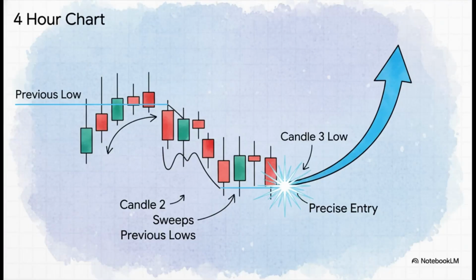Now let's drop down to a 4-hour chart. And what do you know? It's the same exact pattern. Price sweeps the lows, candle 3 puts in that higher low, and then we get our entry trigger. The result is just a beautiful, precise entry right before a really strong move to the upside. You can see how reliable the pattern is here too.